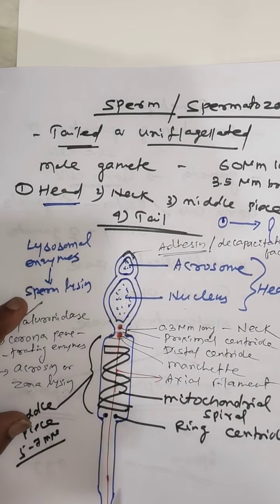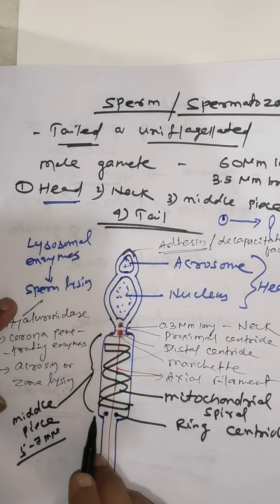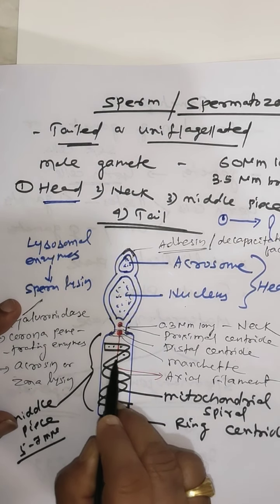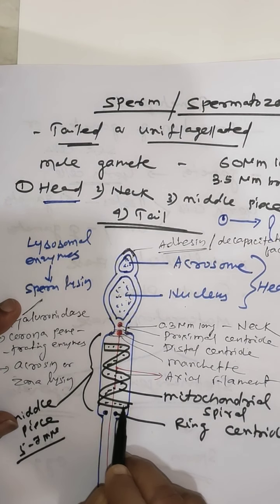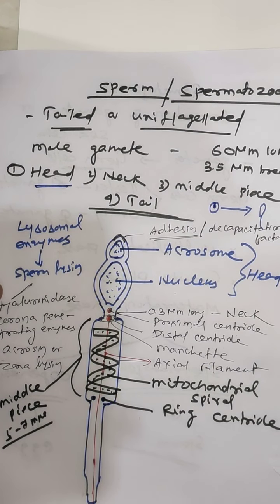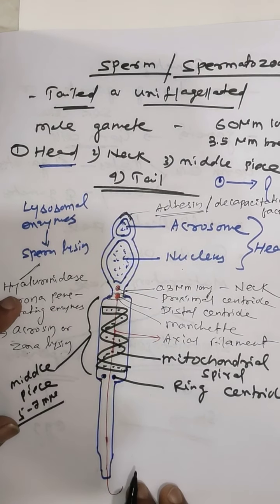Clear? The middle piece contains the mitochondrial spiral. Once lost, the energy cannot be renewed. The mitochondria provide energy during the locomotion of the sperm. The last part is the tail.